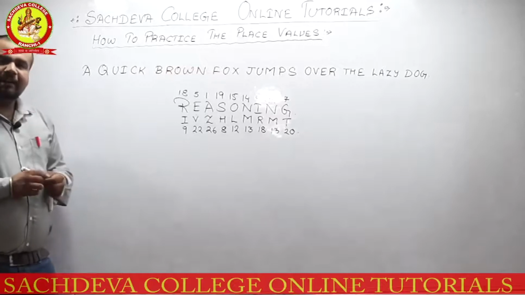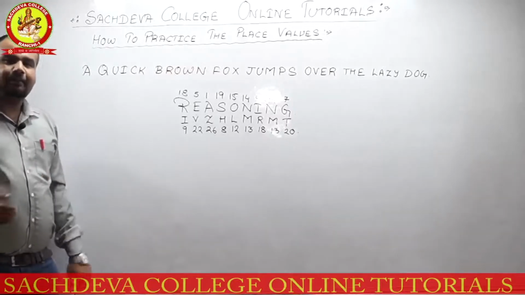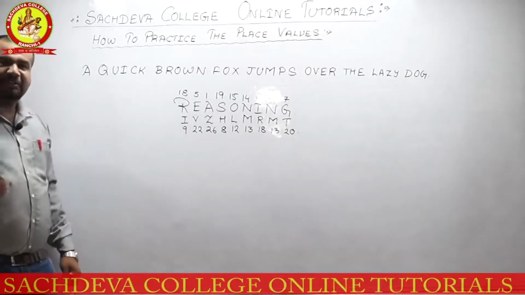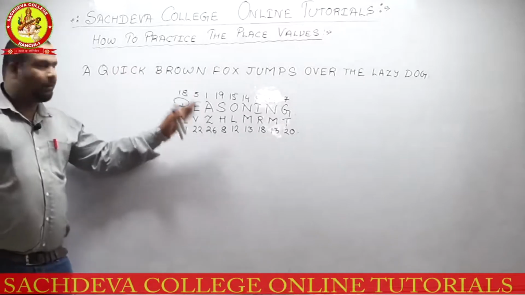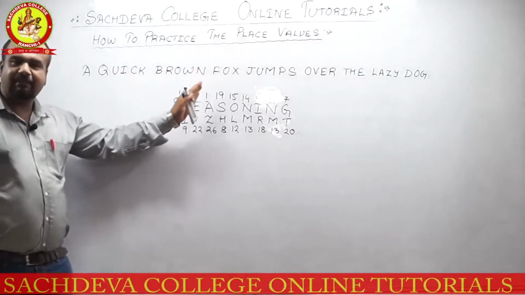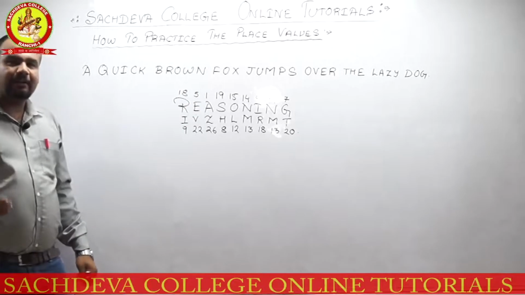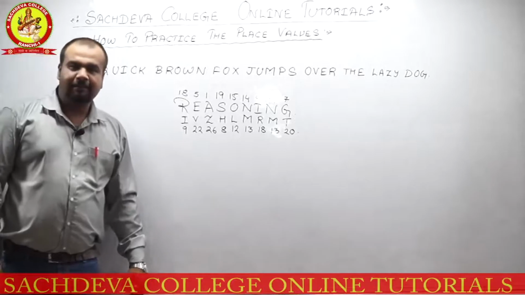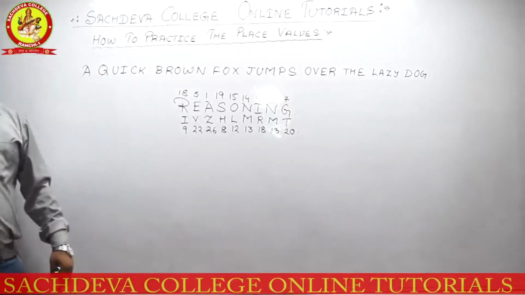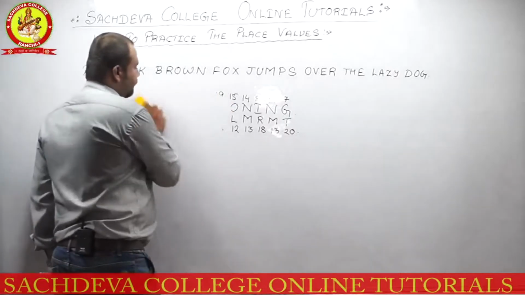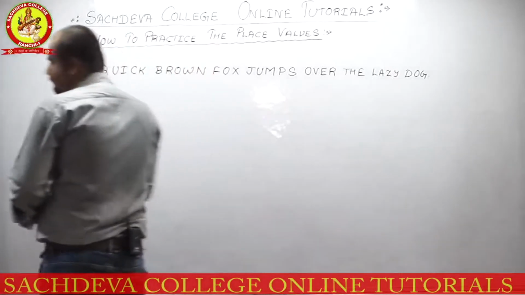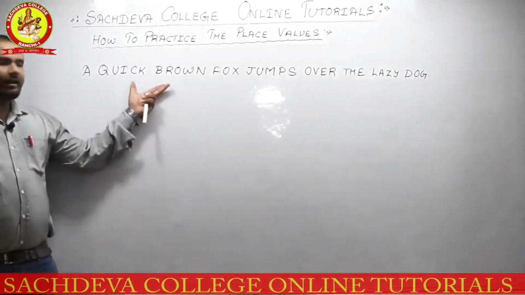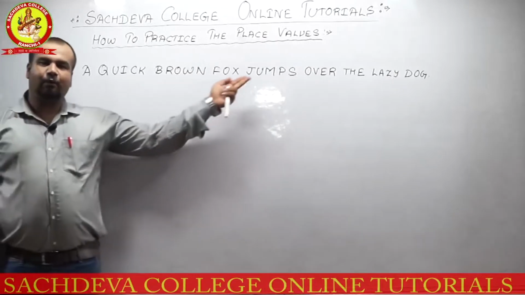Now, when you have got proficiency in the place values and opposite letter codes, the time you get the speed that I am going to show you right now, that day you can tell that you have got proficiency in the place values and opposite codes of alphabets. Okay, so now let's begin. So, we have a sentence, a quick brown fox jumps over the lazy dog.